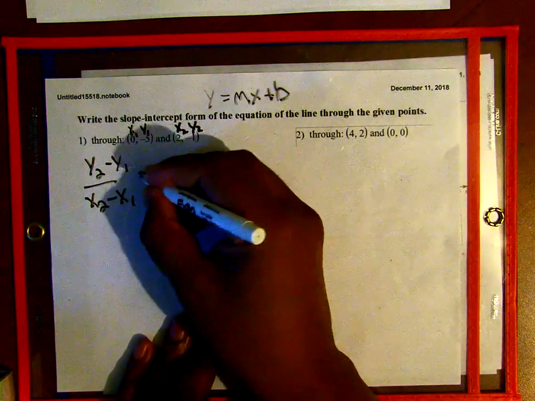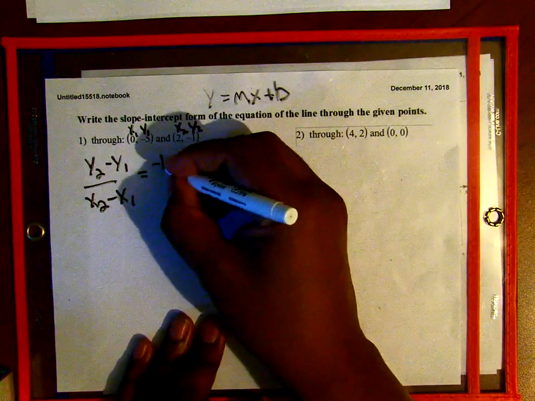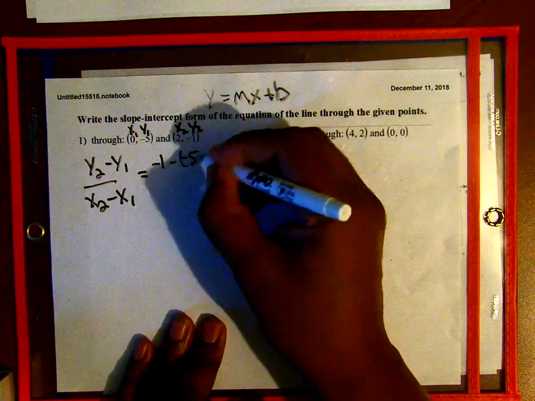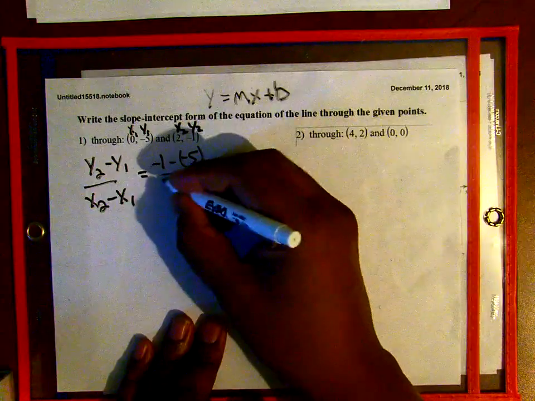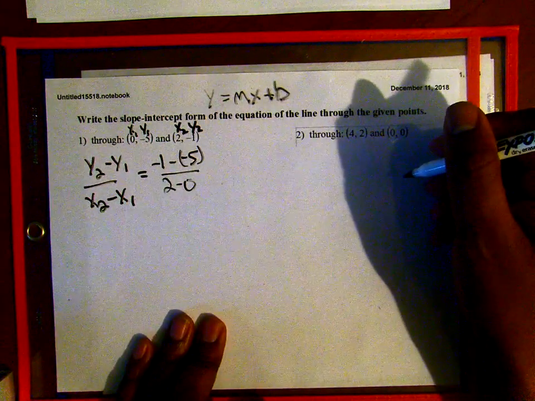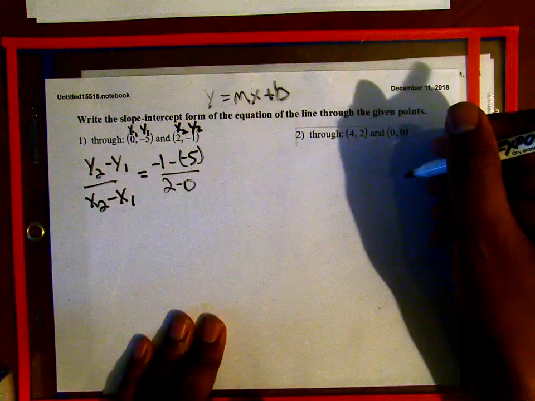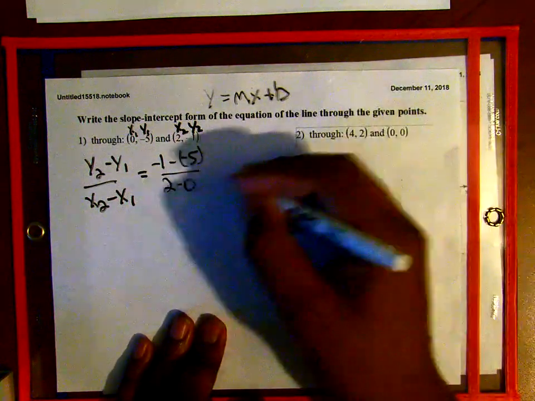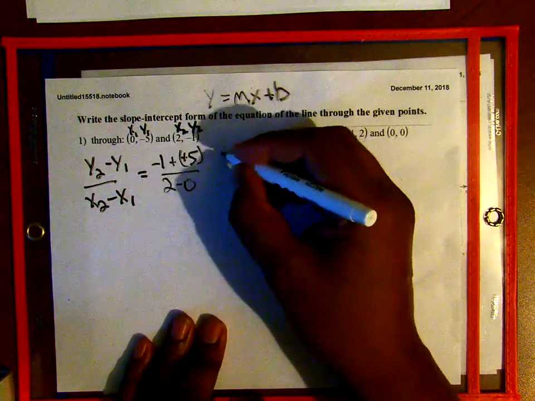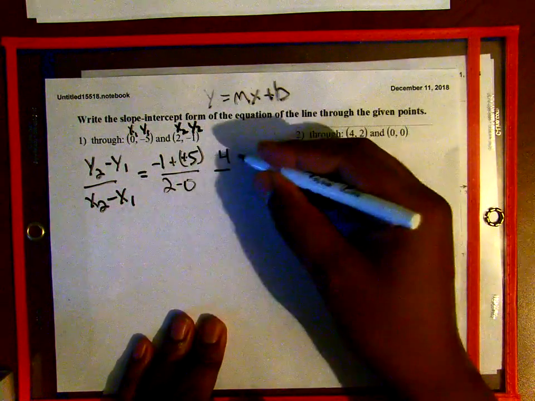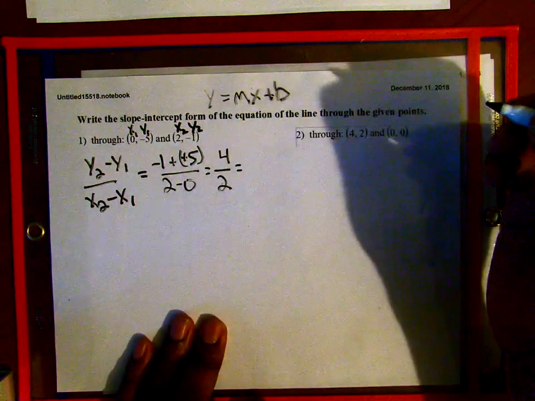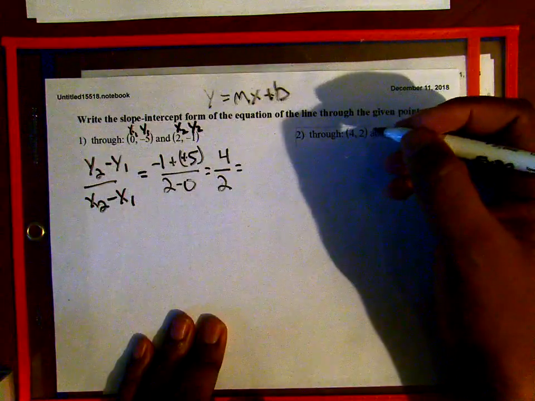Once we plug those points in, we'll have -1 minus -5 over 2 minus 0. Then we'll change this to a plus, so that's going to end up with +4 in the numerator, and 2 minus 0 will be 2, and that's going to reduce down to 2.